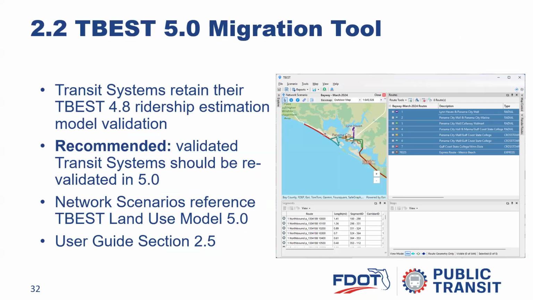Okay, and just some more information about the migration tool. It retains the ridership estimation model validation from TBEST 4.8, but you really should revalidate it once you get it to 5. The network scenarios will reference the TBEST land use model 5.0, unless you have your own unique model structure, in which case it wouldn't automatically convert and you would definitely need to revalidate it. This is described in the user guide in section 2.5. So if you have any questions about that, please let us know.